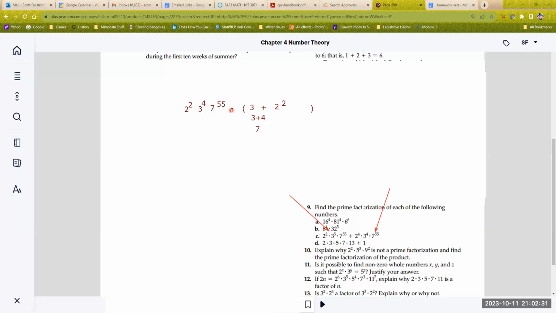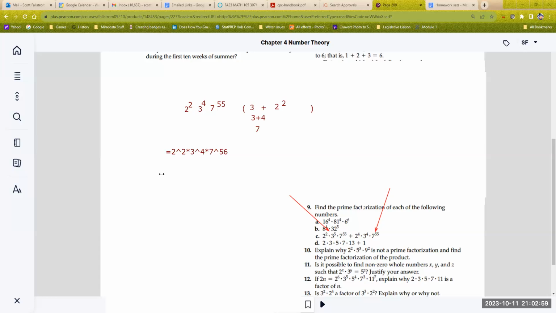Now notice it's multiplied because I turned it into multiplication. I factored it. So when I think about having one additional 7, my final answer would be equal to 2 squared. I'll write it in the old school way with the little caret representing the exponent. 3 to the 4th. And now it would have been 55 sevens, but I have one more of them. So I'm going to have 7 to the 56.